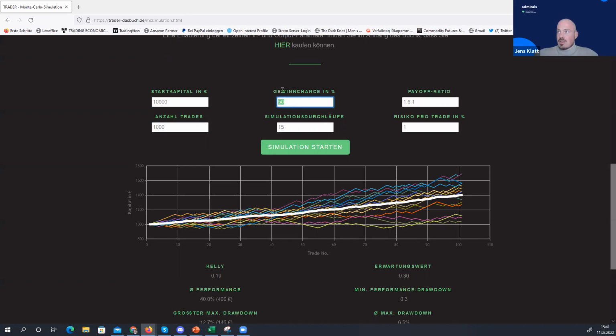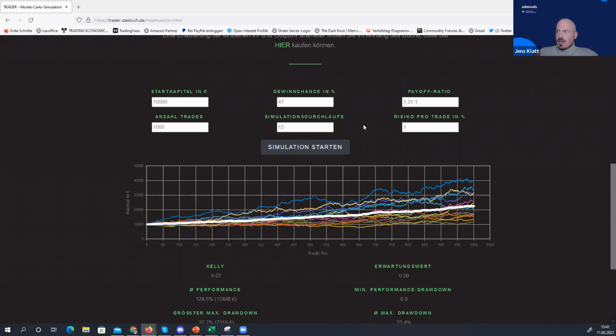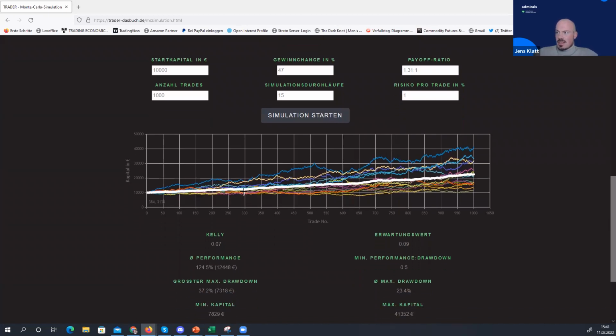We said hit rate, Gewinnchance, hit rate, 47%. Then we have 15 different simulations, respectively graphs we generate here. We have a payoff ratio from 1.3 to 1 in case of our S&P breakout strategy. And the only thing you do now is you click on simulate, start simulation, and take it from there. So now you can see here, still profitable overall.